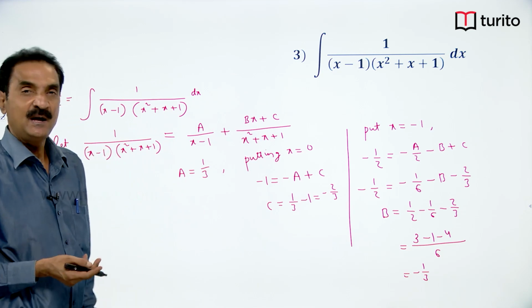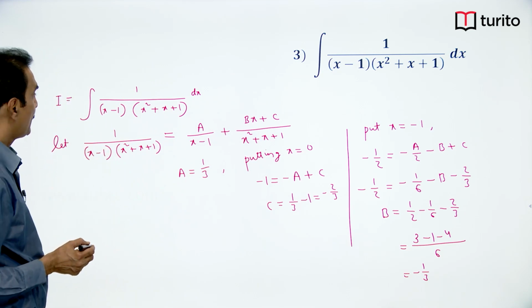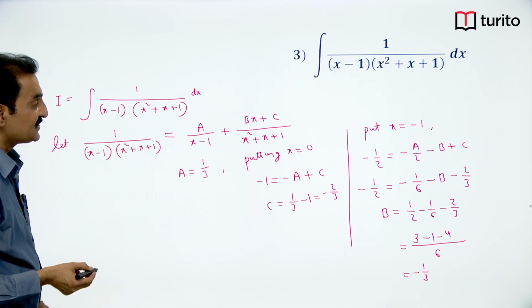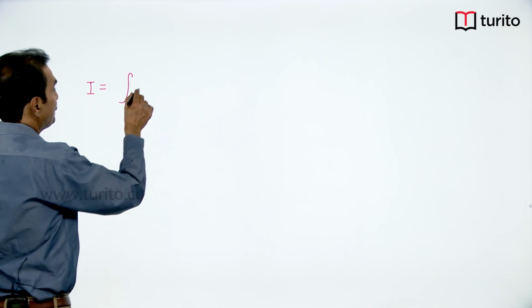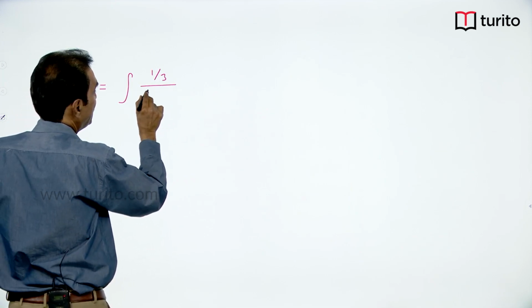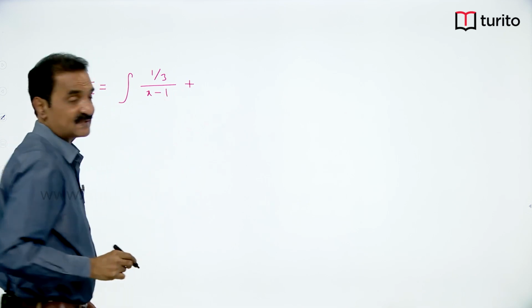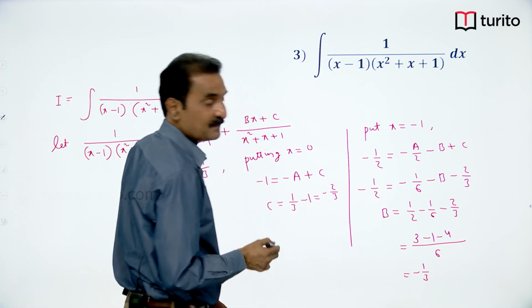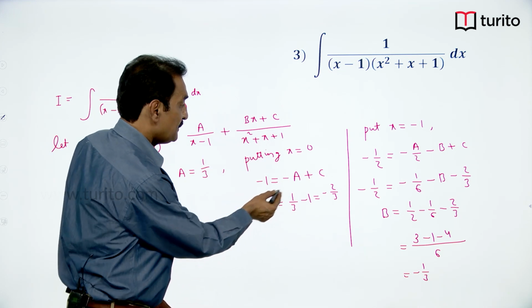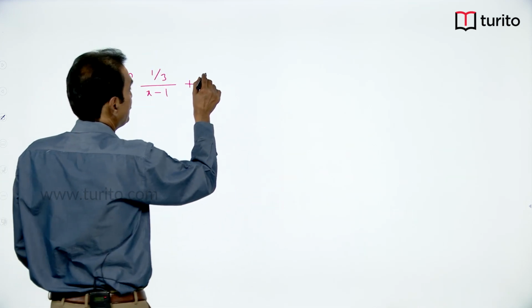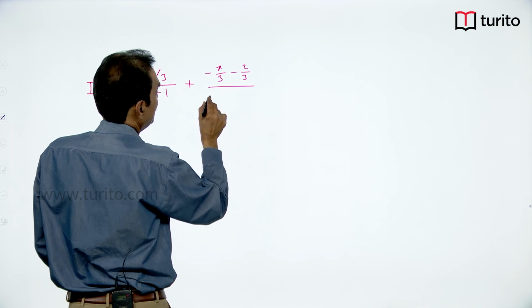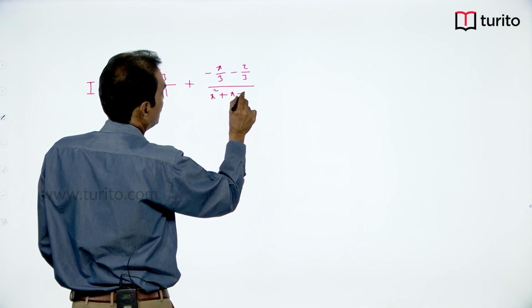After getting a, b, c, you write I is equal to integral a by x minus 1, a is 1 by 3, 1 by 3 by x minus 1 plus bx plus c. What is b? Minus 1 by 3 into x minus 2 by 3. Minus x by 3 minus 2 by 3 by x square plus x plus 1.